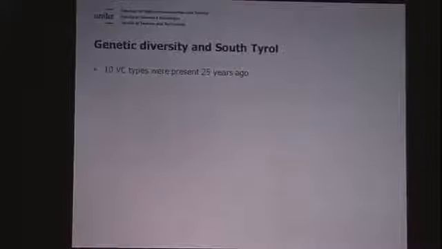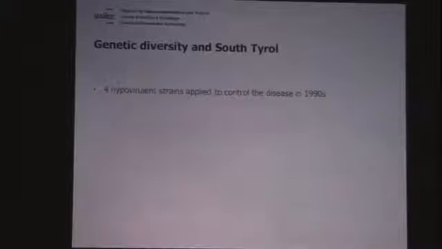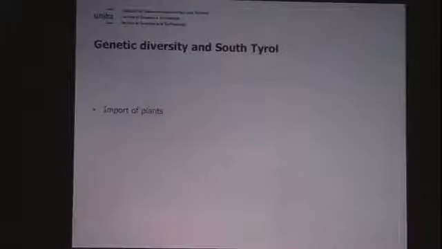Then we come to South Tyrol. What did we know before this study? We knew that 10 different VC types were present in South Tyrol 25 years ago, and that was the only study done in South Tyrol on VC types. We also know that 4 virus-containing strains were applied in this region to control this disease. We also know that import of chestnut plants continuously happens from other countries, especially from France.